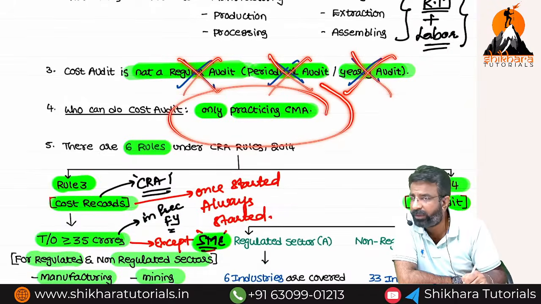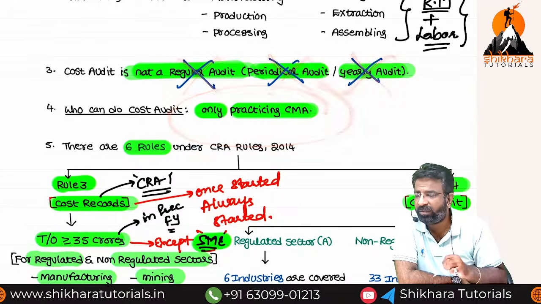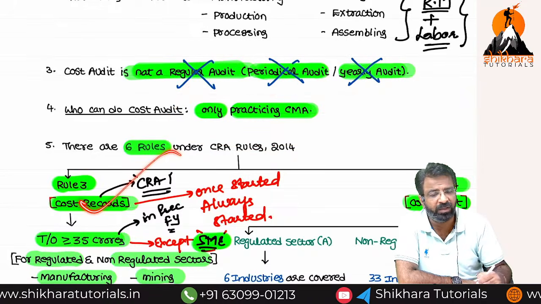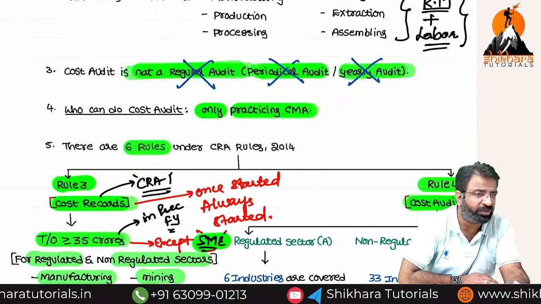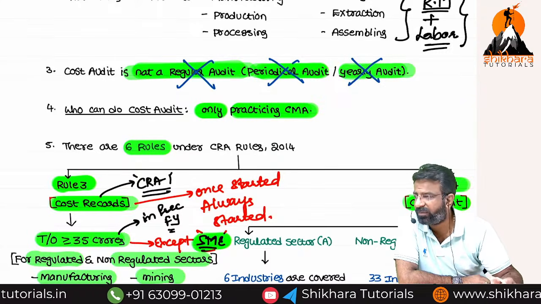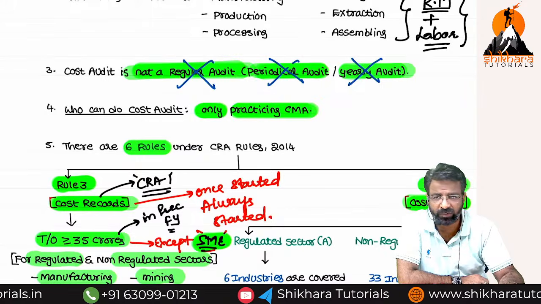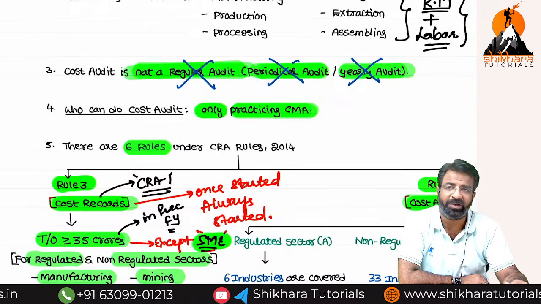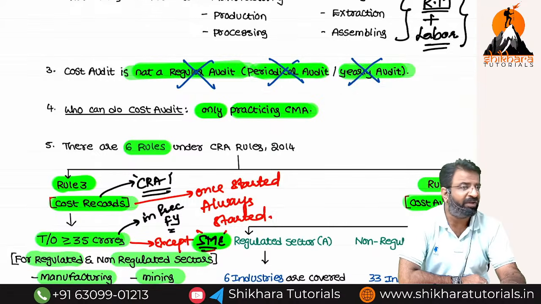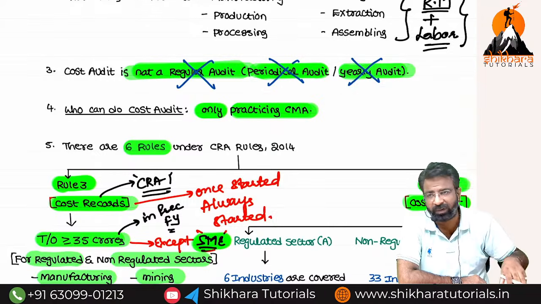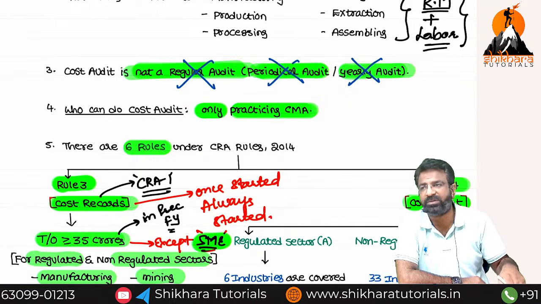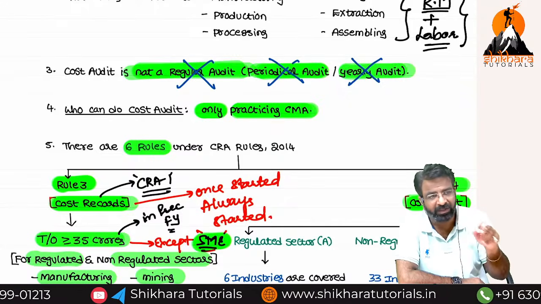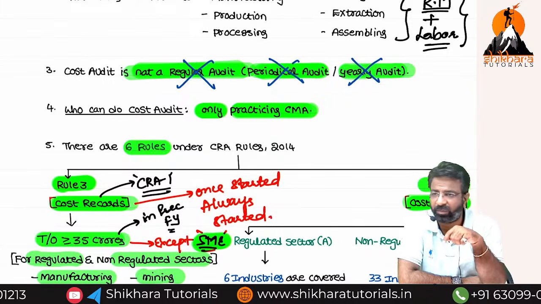Who can only do it? Practicing CMA. What are the 2 rules out of 6 we have done? Rule 3, Rule 4. What is Rule 3 talking about? Cost records. Rule 4 talks about cost audit. The cost records turnover limit is greater than or equal to what? 35 crore. Cost audit depends upon regulated or unregulated. If it is regulated, it is 50 and 25, 100 and 35. Greater than or equal to, not greater than. And both the conditions are required to be satisfied.